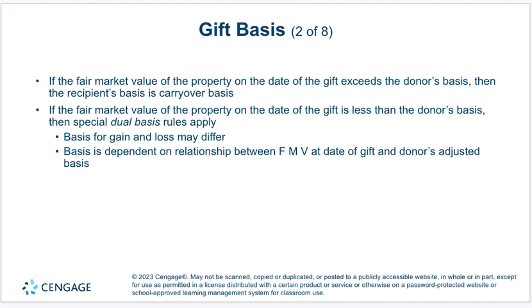If the fair market value of the property on the date of the gift exceeds the donor's basis, then the recipient's basis is the carryover basis. If the fair market value of the property on the date of the gift is less than the donor's basis, then there's a special dual basis rule that applies. And whether it's a gain or a loss may differ. So the basis is dependent on the relationship between fair market value at the date of the gift and the donor's adjusted basis.